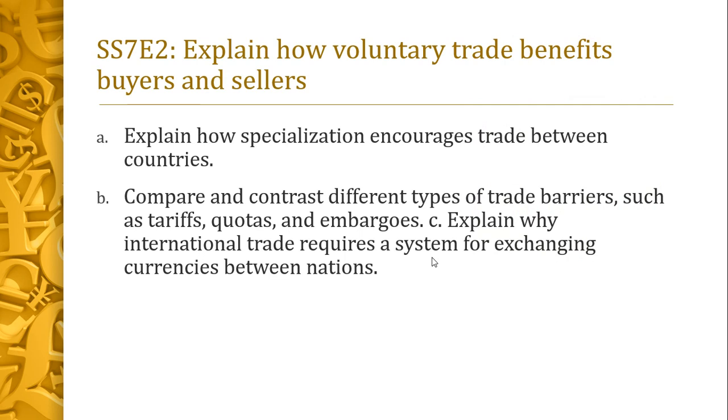The standards we're going to be looking at are these two. If you ever wonder what we're looking at when you see those numbers, SS7E2, in the classroom or on our classroom website, they are from the Georgia Standards of Excellence. They are posted for 7th grade social studies, and today we're going to explain how voluntary trade benefits buyers and sellers. Specifically, we will talk about specialization and how that encourages trade, and compare and contrast the different types of trade barriers, specifically tariffs, quotas, and embargoes, and talk about why we have to exchange currencies between nations for international trade to happen.